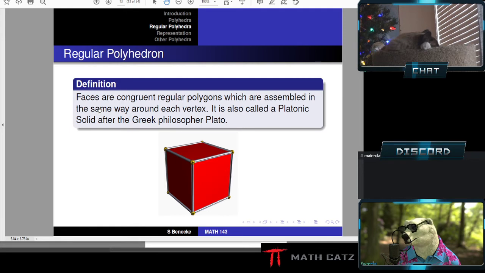Assembled in the same way around each vertex. If I look at the cube here, three squares come together at one vertex. Two faces come together at an edge. And no matter how I rotate and spin this cube around, at every vertex, the same thing happens.